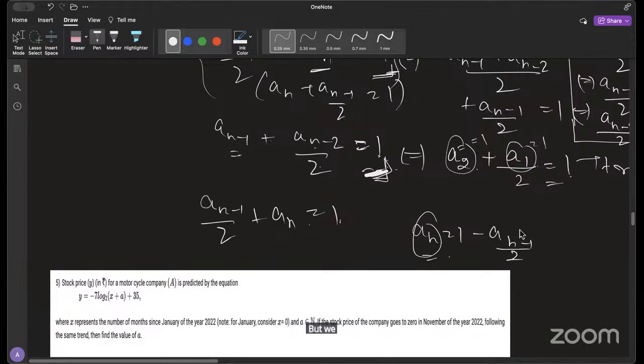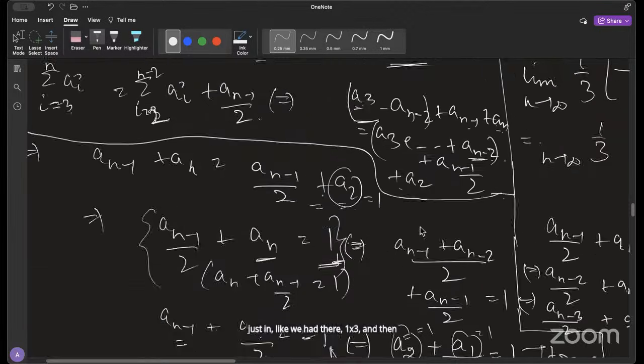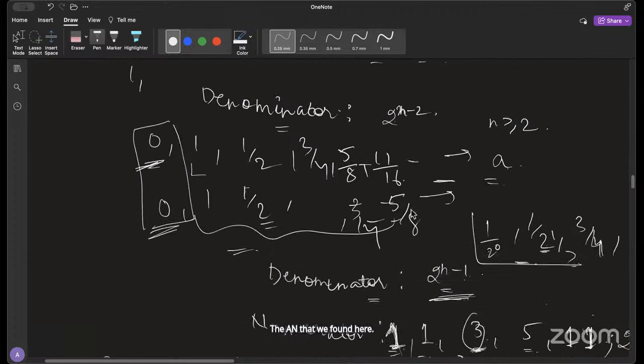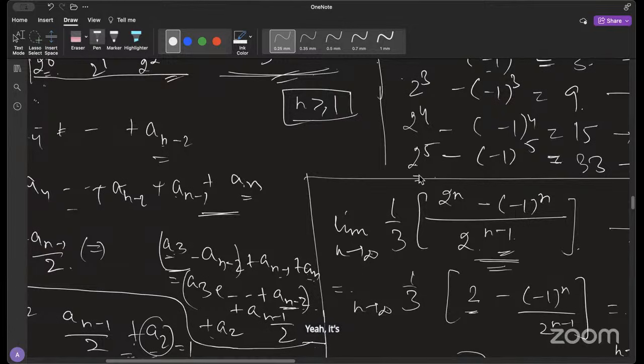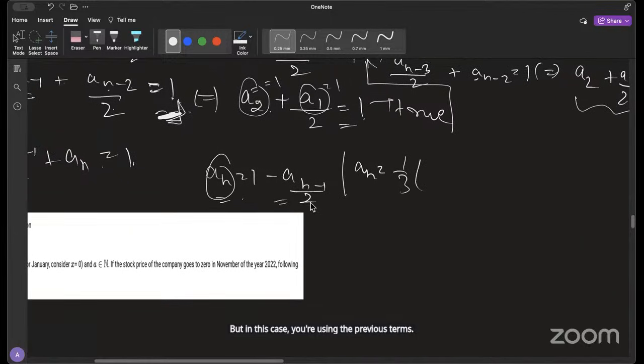Okay. But we already have a recursive formula. So we want a_n in terms of just n, like we had there, 1 by 3, and then something in terms of the a_n that we found here. Yeah, it's purely in terms of n. We're not using any other terms here, not a_{n-1}, a_{n-2}. But in this case, you're using the previous terms. Okay, got it.